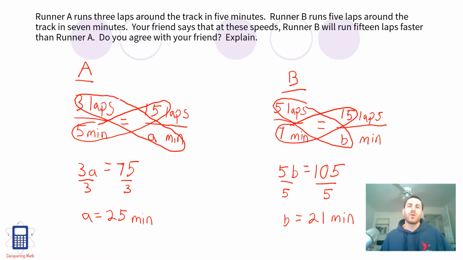Yes, we still agree with our friend that runner B will run the 15 laps faster than runner A because it only takes runner B 21 minutes while it takes her opponent 25 minutes. So hopefully that was helpful. We're going to wrap it up by showing you tomorrow's problem of the day.